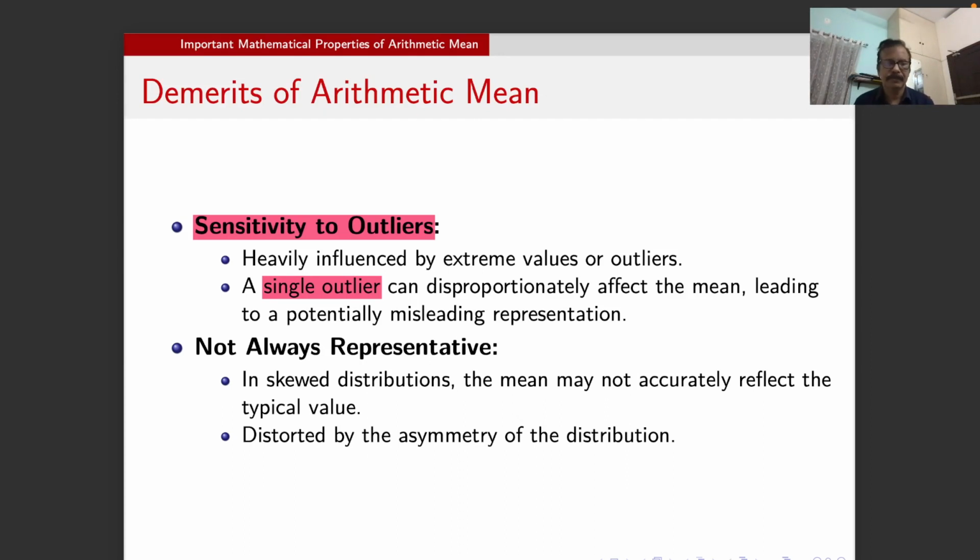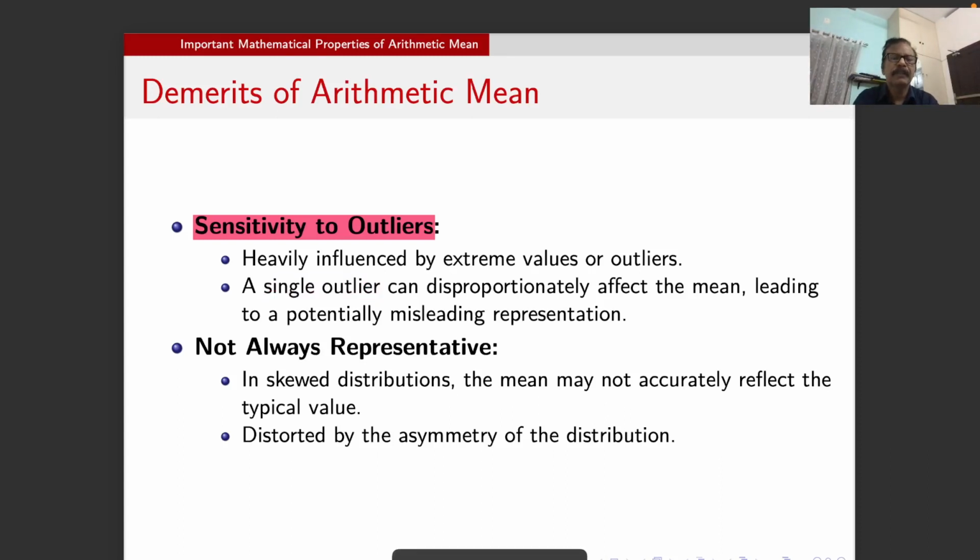For example, say in a class there are 10 students. Most of the students have got marks, say 80 to 90%. But one or two students got marks less than 10. So these marks are outliers. These marks affect the real typical average. So it is heavily influenced by extreme values.